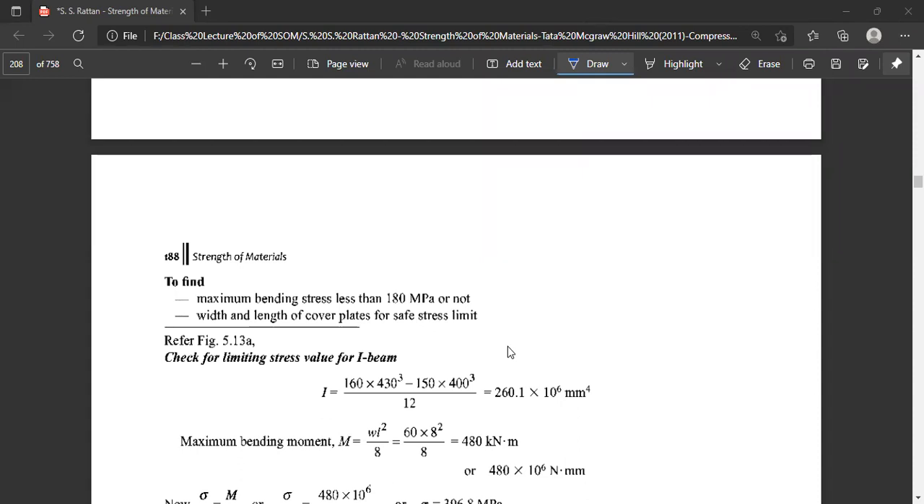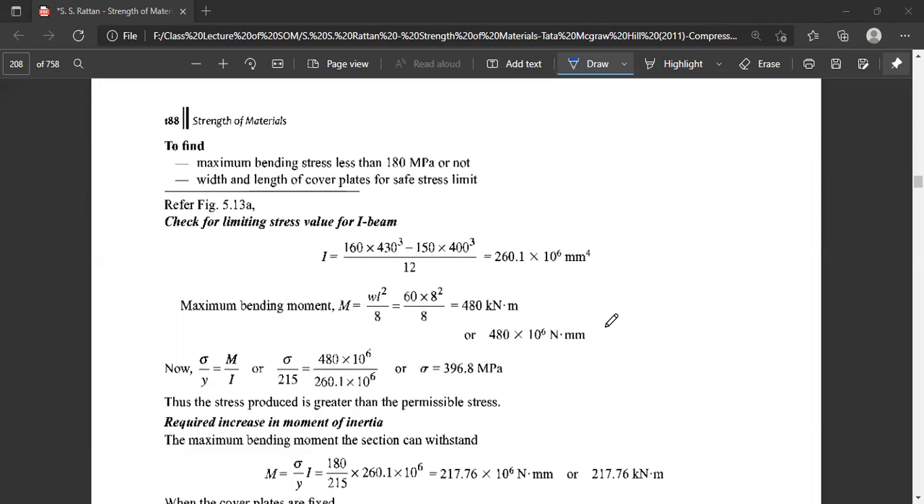Now, the maximum bending moment for this simply supported beam loaded by a uniformly distributed load of W kilonewton per meter will be given as WL squared divided by 8, where W is the uniformly distributed load intensity, which is given as 60 kilonewton per meter, and the total length is given as 8 meter. So WL squared divided by 8 is 480 kilonewton meter, or 480 multiplied by 10 to the power 6 Newton millimeter. This is the maximum bending moment possible, and it acts at the middle of the beam.